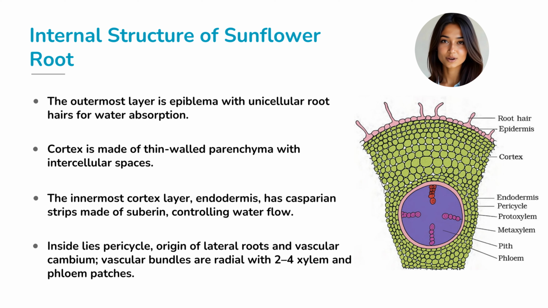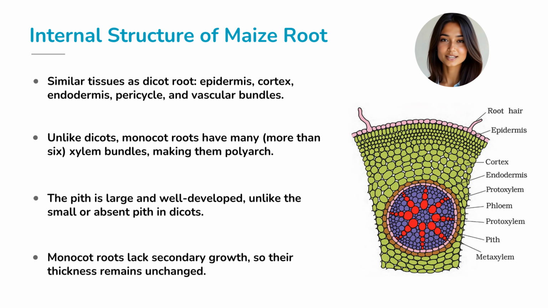Look at this diagram of the sunflower root cross-section. Notice the root hairs, cortex, and radial vascular bundles. Now let's look at a monocot root like maize. At first glance, it seems similar.